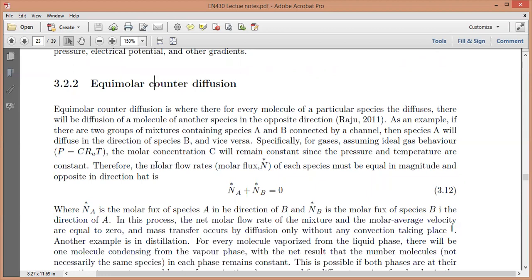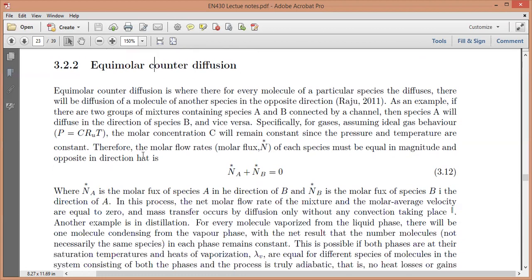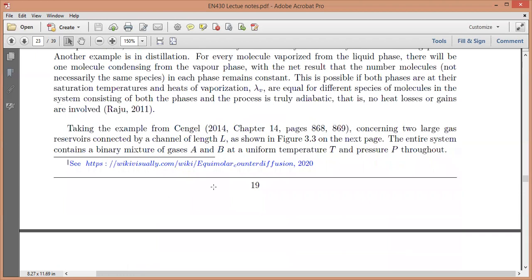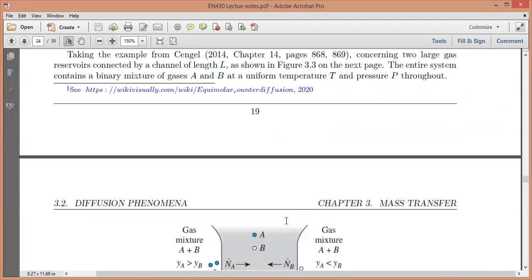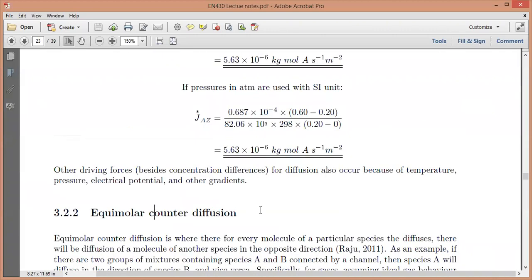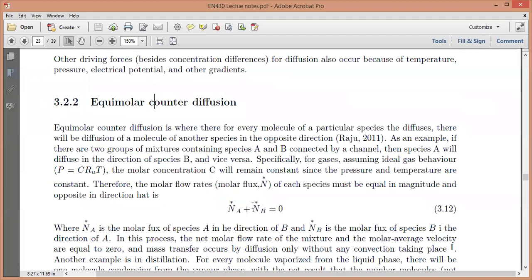Okay, so this is just basically explaining what I already said. The molar flow rate for each species must be equal in magnitude and opposite in direction. That is Na plus Nb is equal to 0. Why is it equal to 0? Because Na is positive, isn't it? So this direction is positive, going this side. Nb is what? Same magnitude but negative. So if Na moves 5 centimeters, Nb will be negative 5 centimeters. So what do you have at the end? Plus 5 centimeters plus negative 5 centimeters will give you 0. That's the concept here. Na plus Nb. Nb is actually a negative value. So Na plus negative Nb gives you 0.